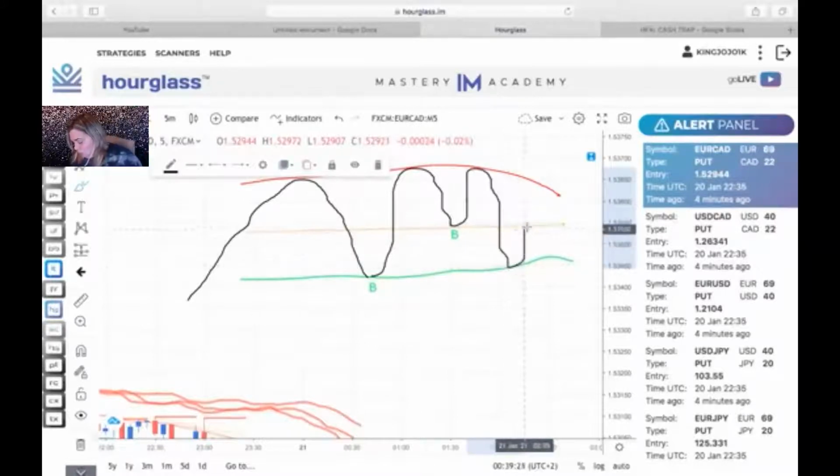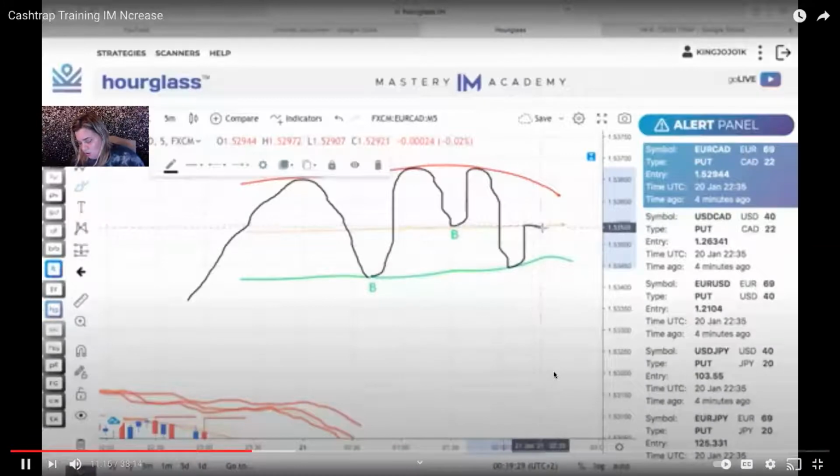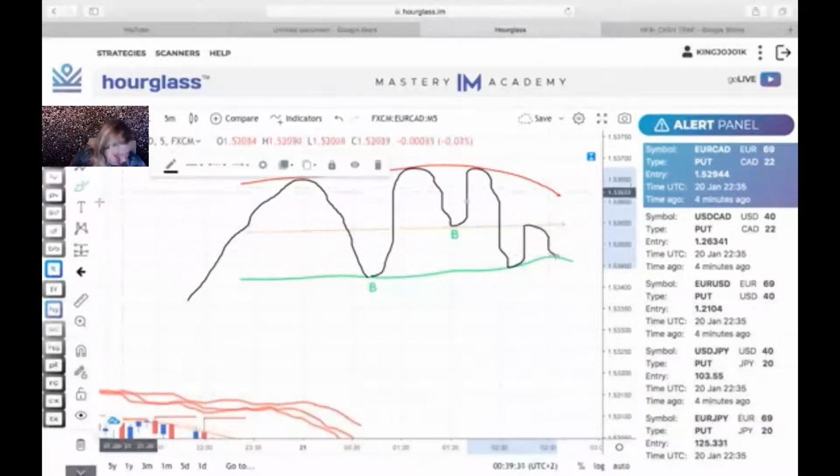The price could come here and not break through this EMA, and what's gonna happen? It's gonna sell back down. And this could indicate a sell.